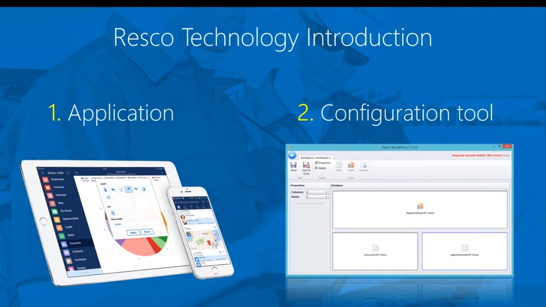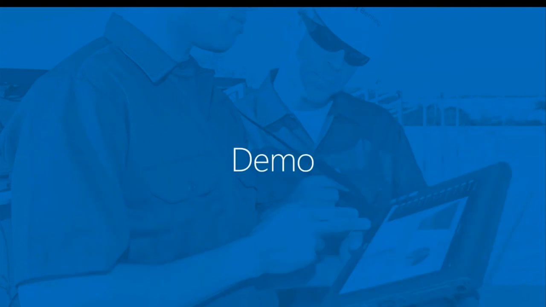That's basically your starting point, your out-of-the-box mobile solution that you can configure and customize to your needs and ideas. And in order to do all those configurations, the second part of the Resco technology is the configuration tool that we named Resco Woodford. So my two demos will actually cover both. Let's start with the mobile application first.